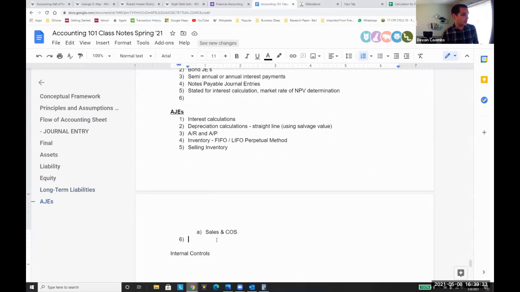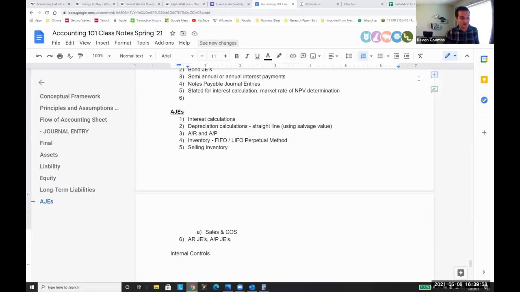Make sure you know all your accounts receivable journal entries. We talked about accounts payable journal entries. What's the difference between accounts receivable, accounts payable, and notes payable, right? Accounts receivable is always from customer payments. It's from customers, it's not from the bank. Know the definitions of those.